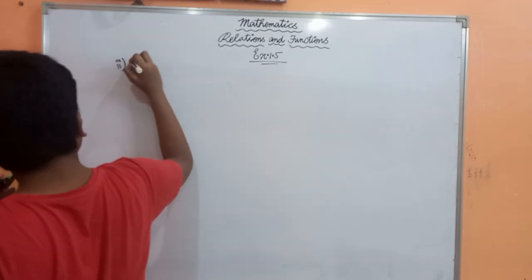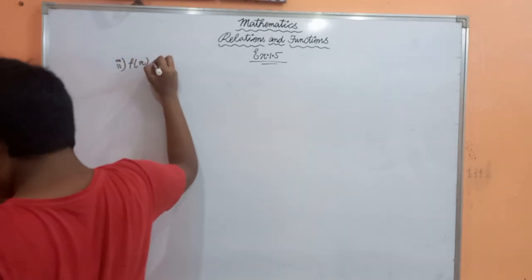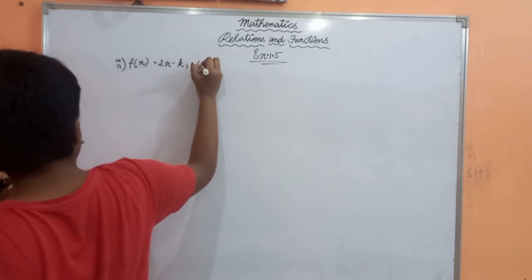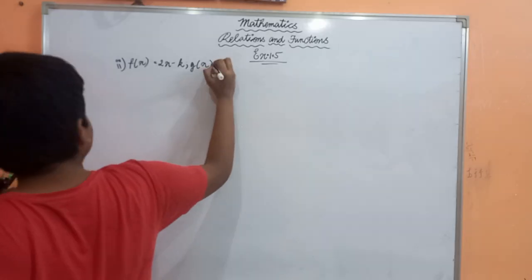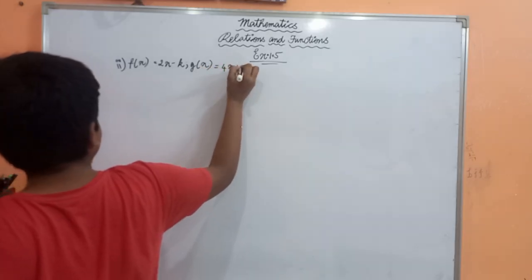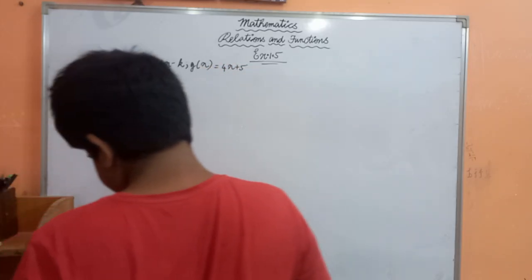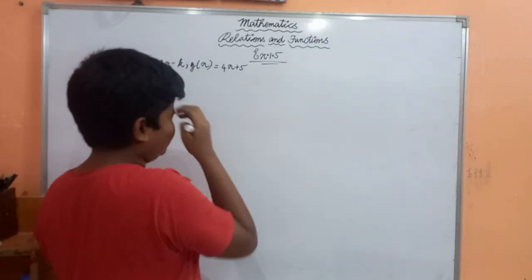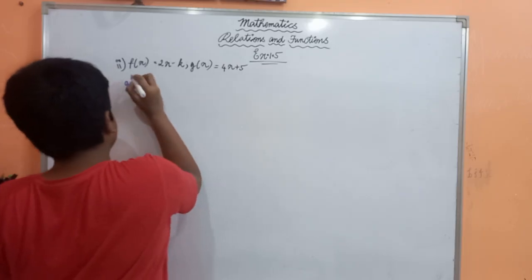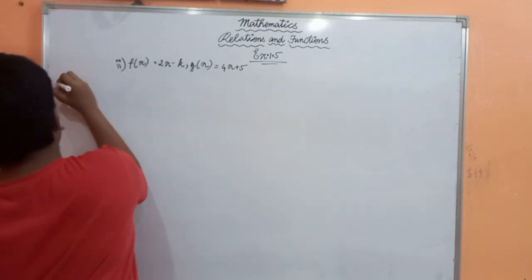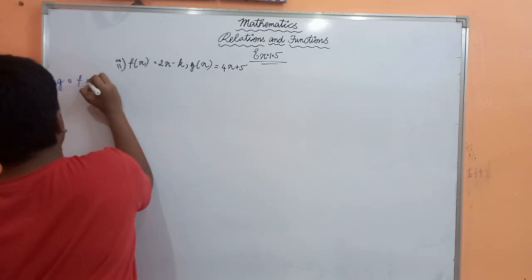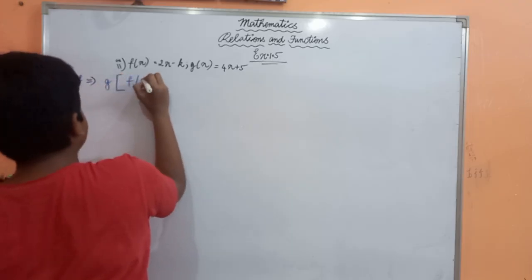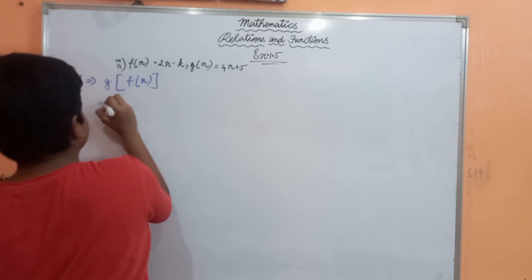So second sum, f of x is equal to 2x minus k, and g of x is equal to 4x plus 5. So okay, we just gotta do this all over once again. So we gotta find g dot f. So just expand it straight away. This is g of f of x.